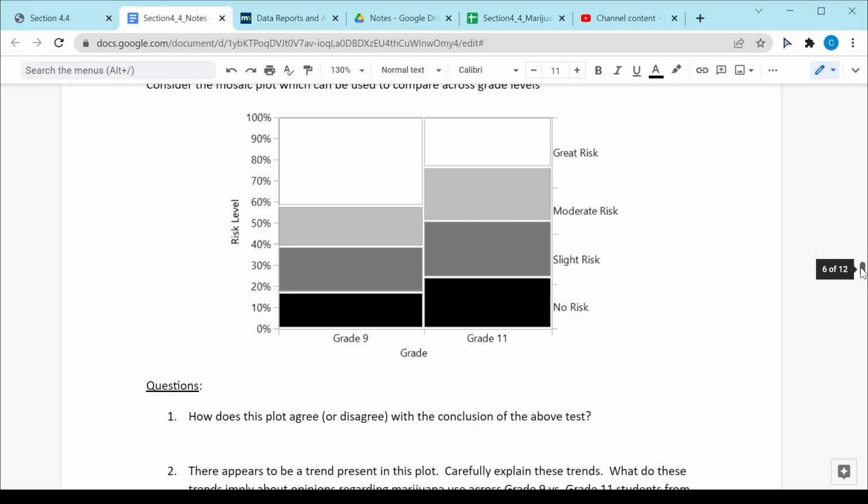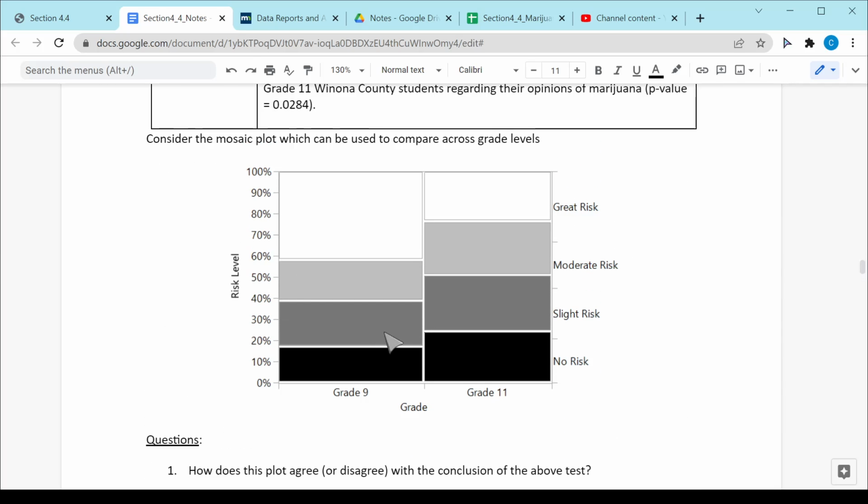If I look at the data here, okay, so look at the grade 9 versus grade 11 no risk. We had more students, right, say no risk for grade 11. Or if we worry about the great risk group, we had quite a few here, about 40% of the kids in grade 9 thought smoking weed was a great risk, but that slid back to about 25% here for the great risk.